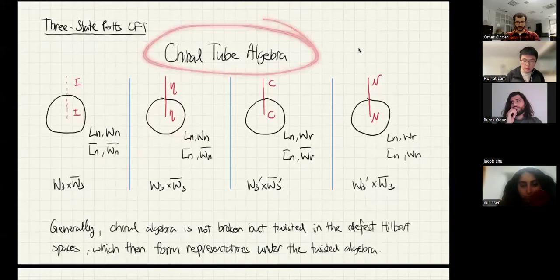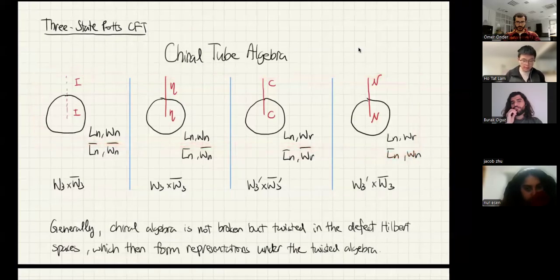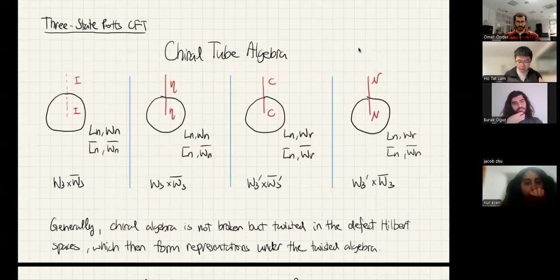So in summary, the chiral algebra of the 3-state Potts model includes all these things. We see that in the identity and eta defect Hilbert spaces, we just use integer mode expansions. In the C defect Hilbert space, we need to use half integer mode expansions. And in the N defect Hilbert space, for the chiral part, we use odd mode expansions, but for the anti-chiral part, we actually use integer mode expansions, because N acts differently on W and W bar. Then we can organize the spectrum of the defect Hilbert space generally under these twisted chiral algebras.